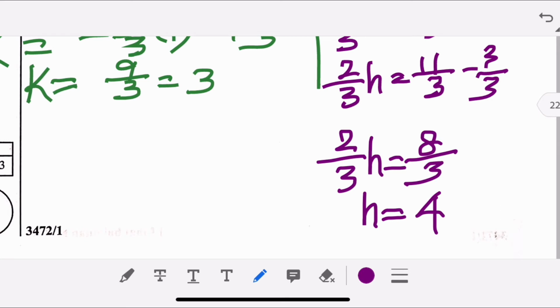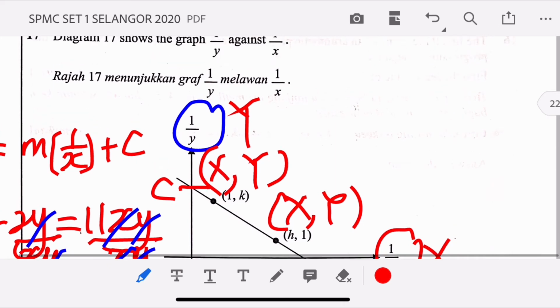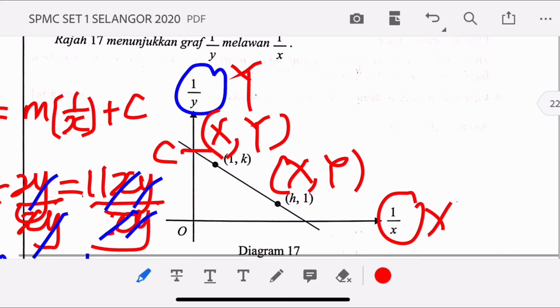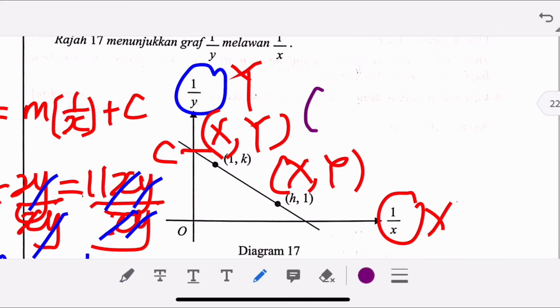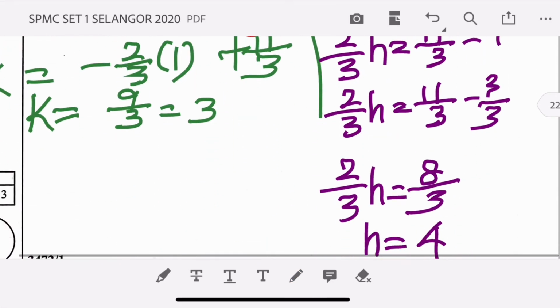Alright? Okay, so h is 4. Let's see. So you can double check. K is, just now we got k is 3.